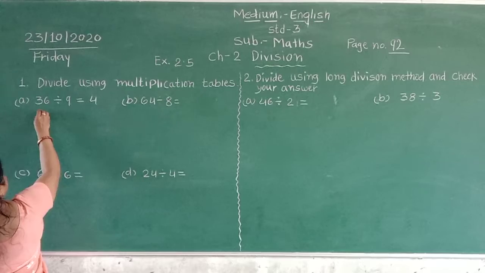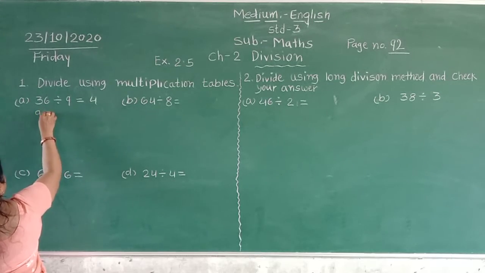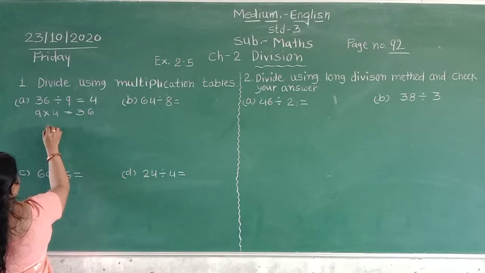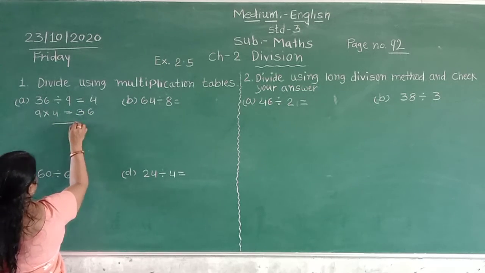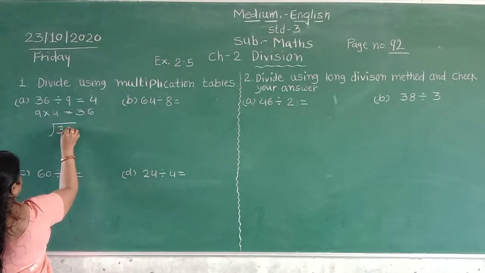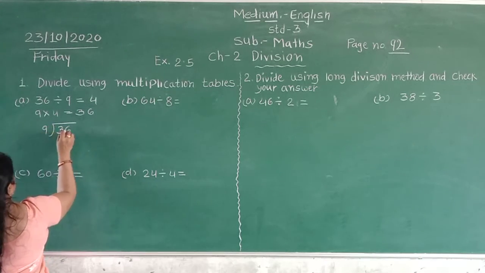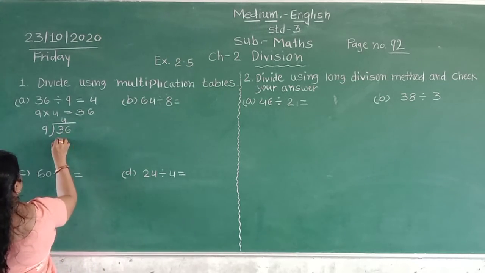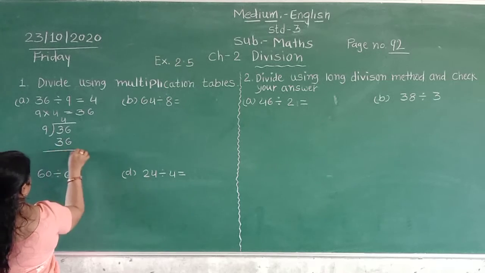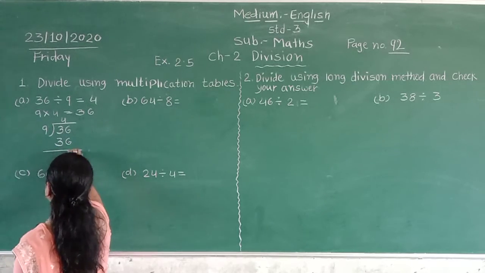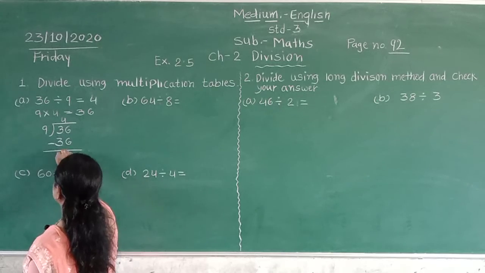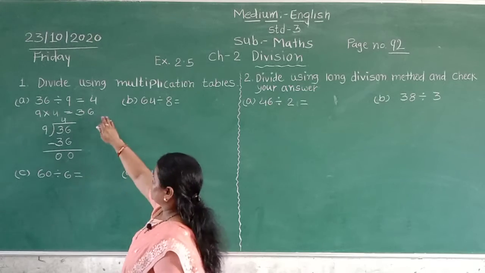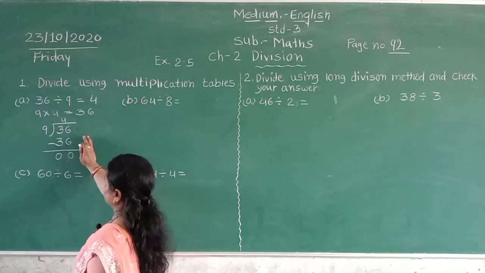So using the multiplication table, 9 fours are 36. Now we divide 36 by 9. 9 fours are 36. 6 minus 6, 0. 3 minus 3, 0. Now we do both methods, multiplication and division also.